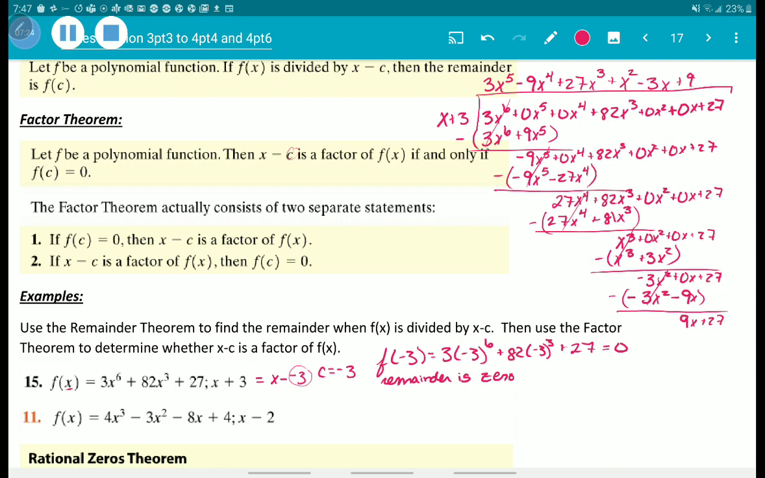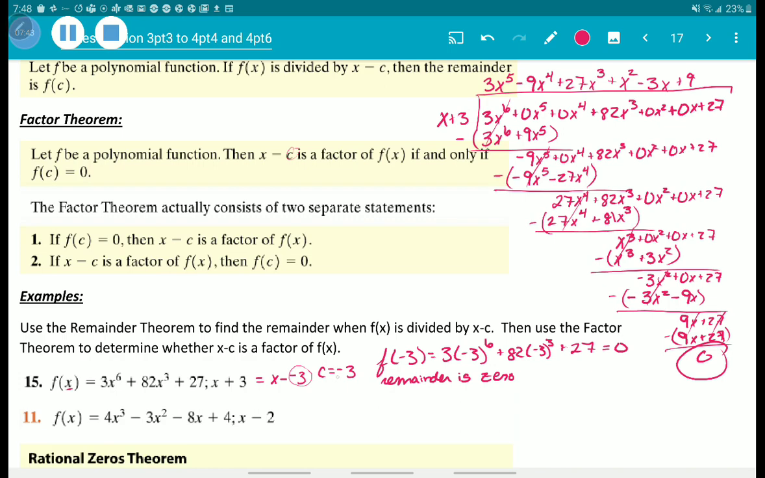And then we would have a 9 here. So 9x plus 27. Subtract. And then everything cancels, so we get 0. So we did all of that just to get that remainder of 0. That's a pretty tedious process to go through when we can use the remainder theorem.